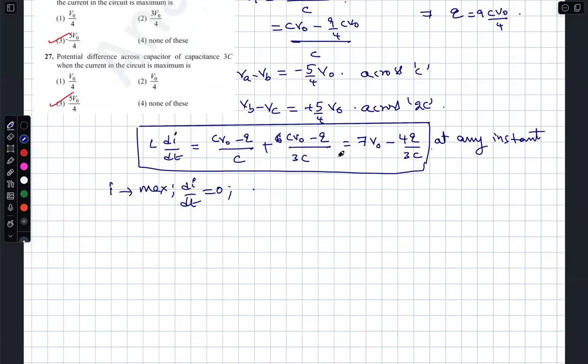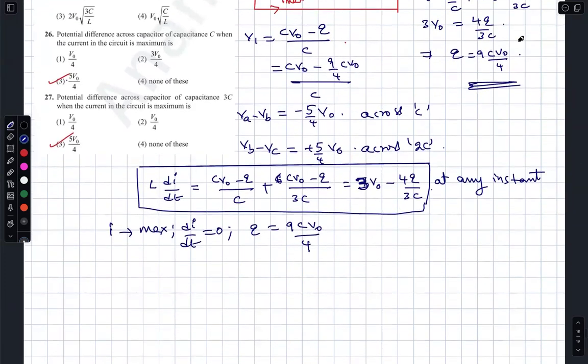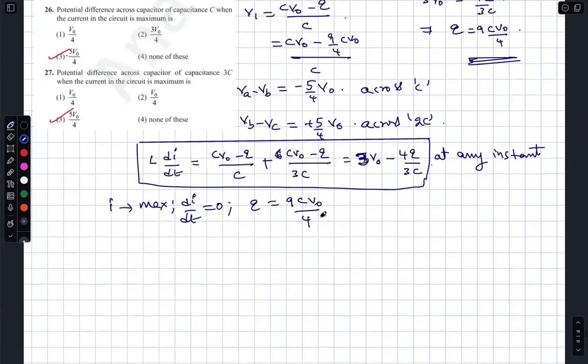Please confirm whether my steps are correct or not. I think somewhere I went wrong. V0 plus 2V0, this is 3V0. So therefore Q becomes 9CV0 by 4. What else have I derived here? It's the same. So when this much charge is transferred, current is maximum.